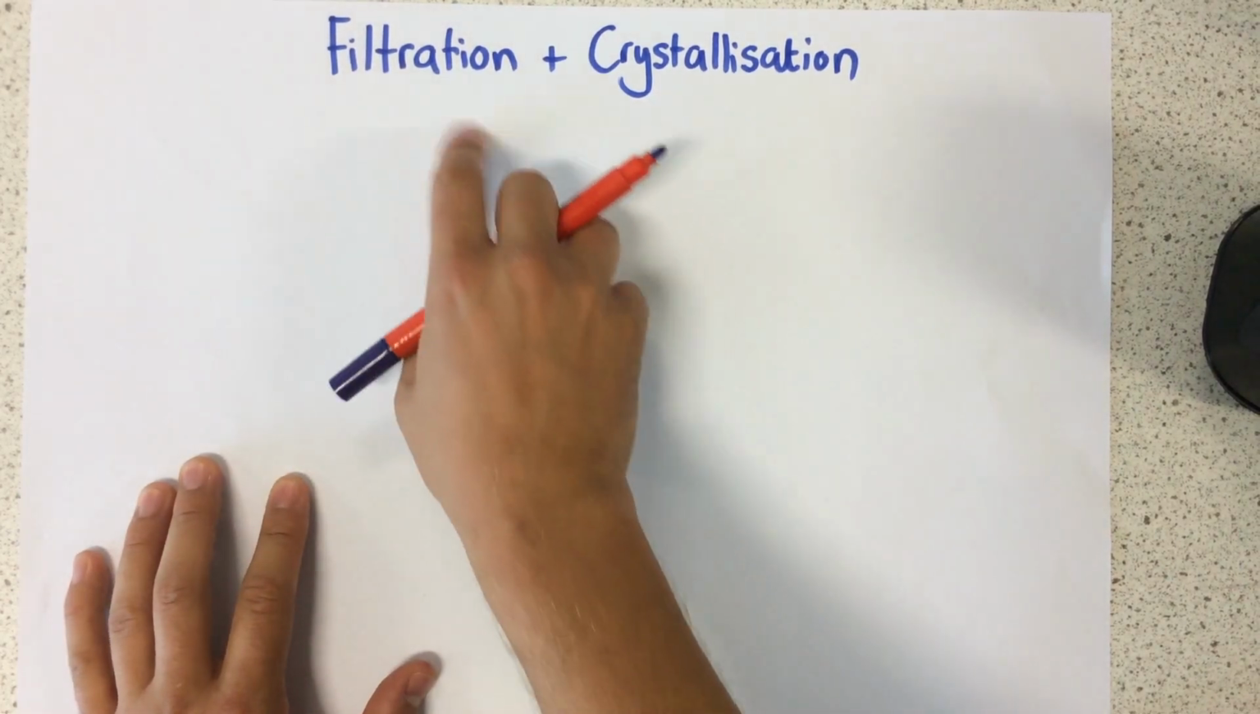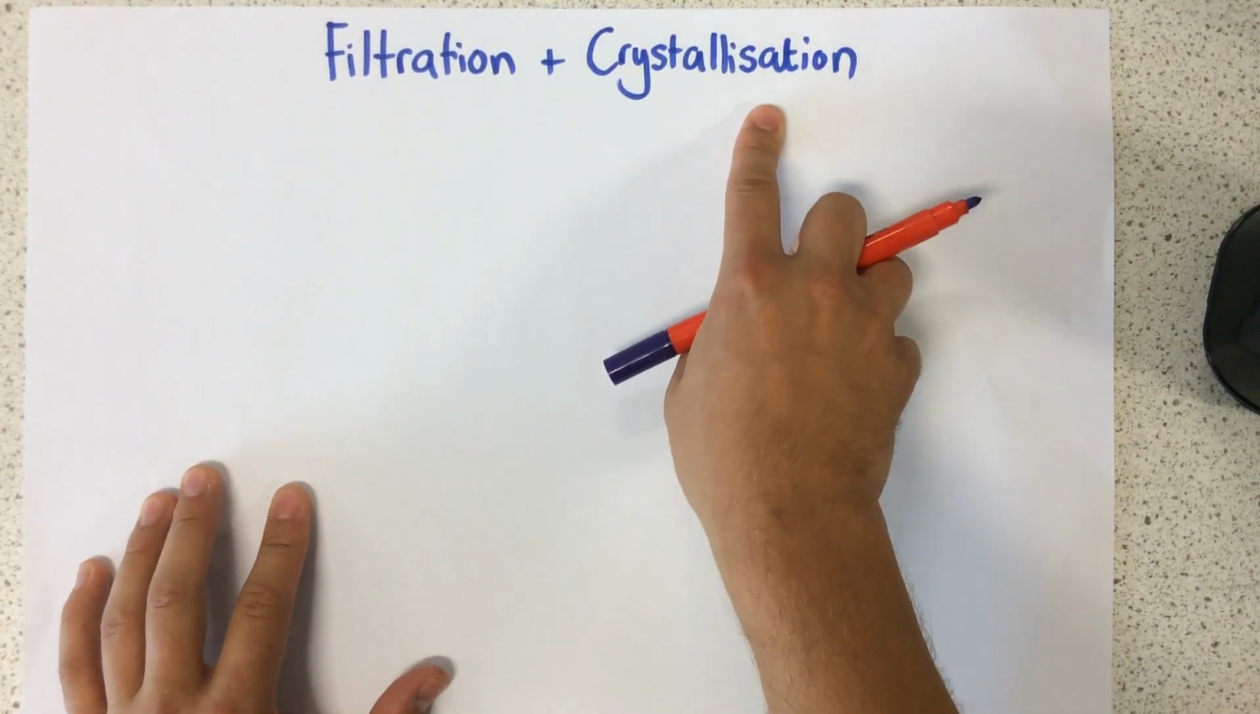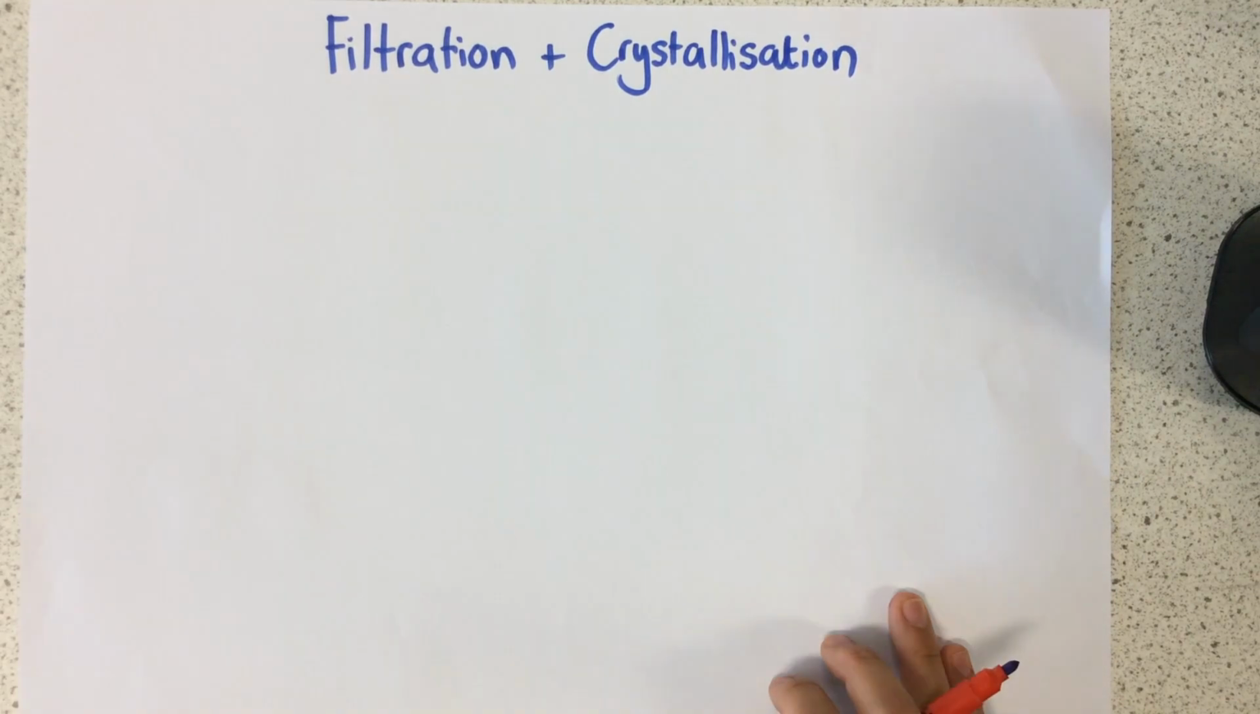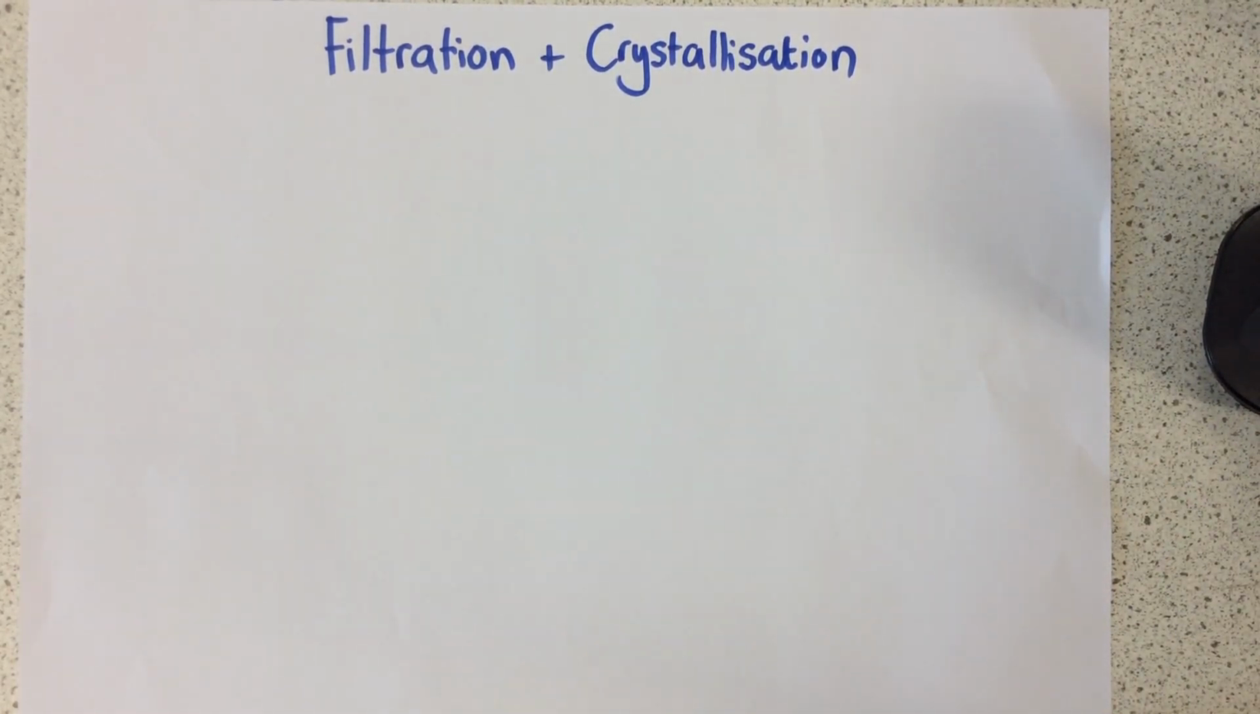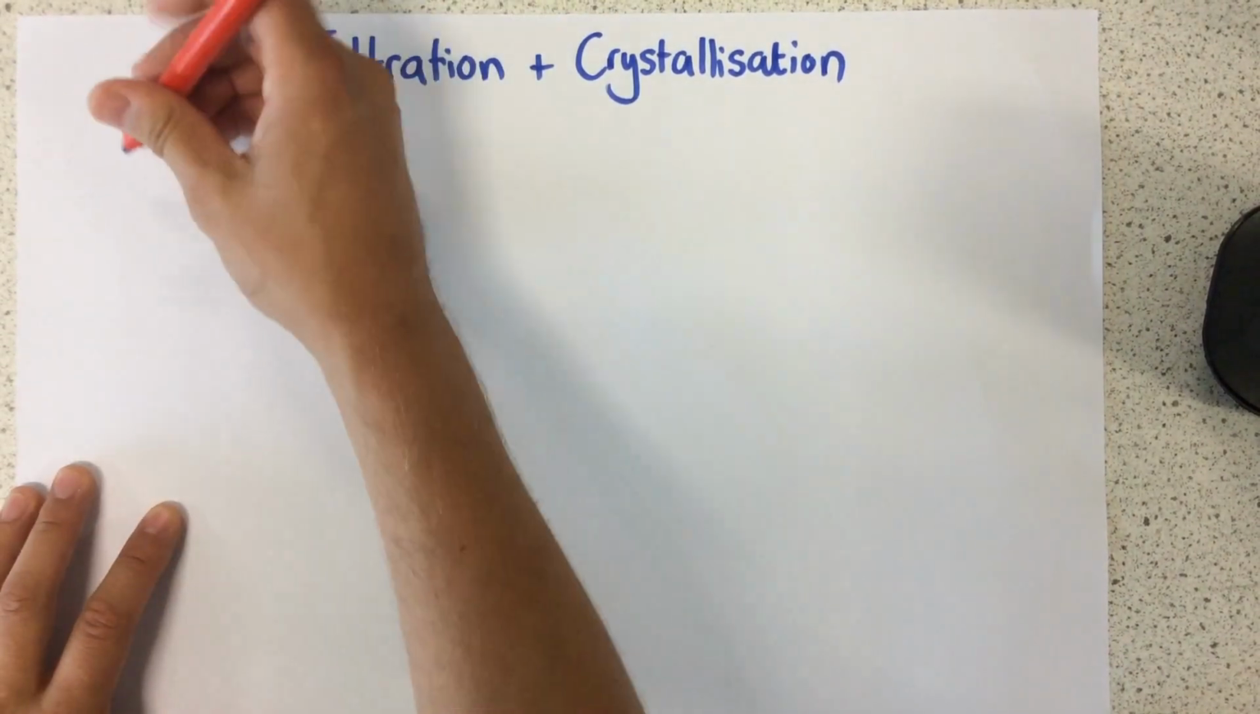Okay, today I'm going to talk to you about filtration and crystallization. So these are two different processes. We're going to see the equipment that we need for each, when we'd use each technique, and how they operate. So let's start with filtration.